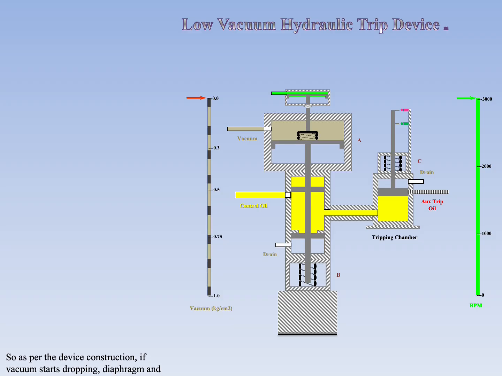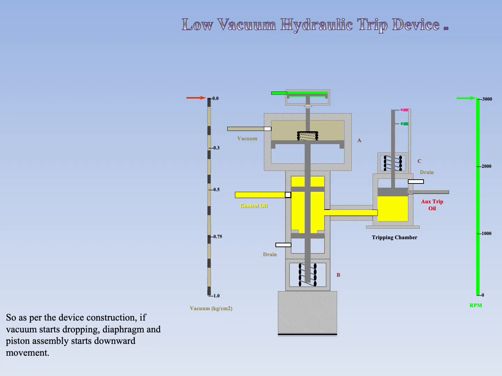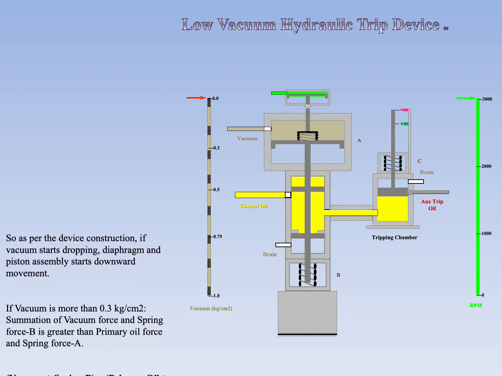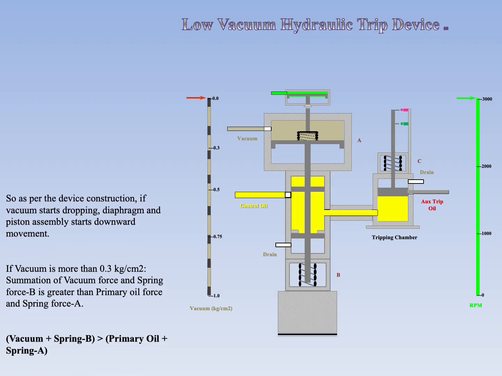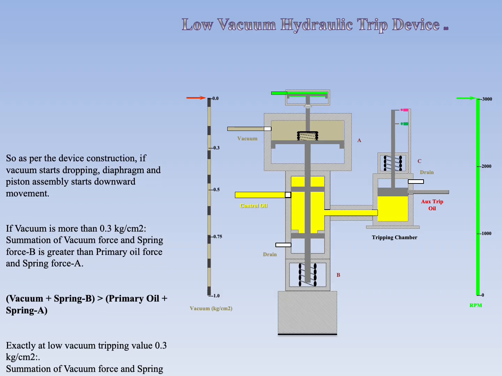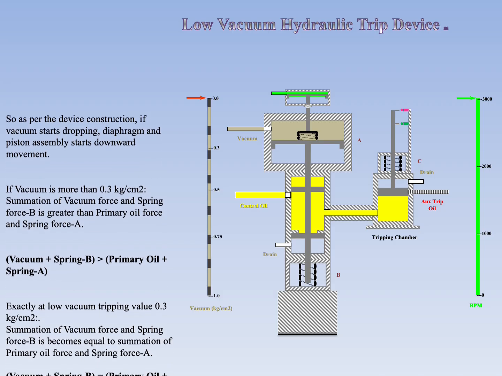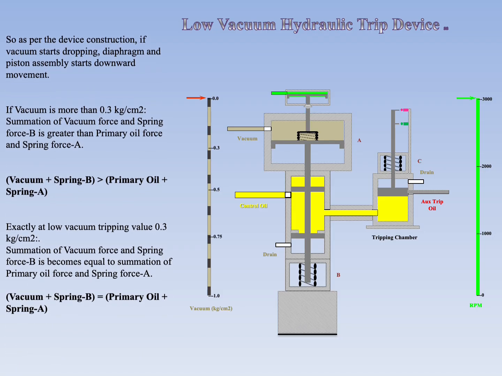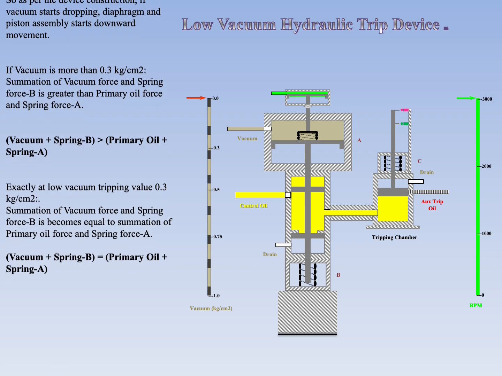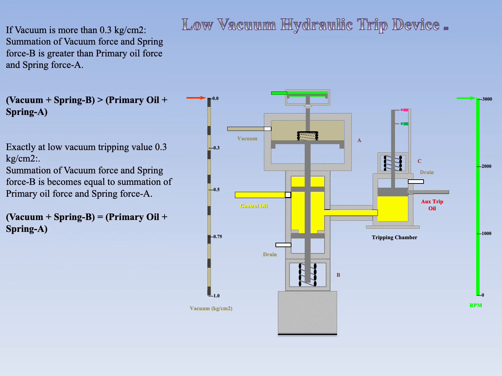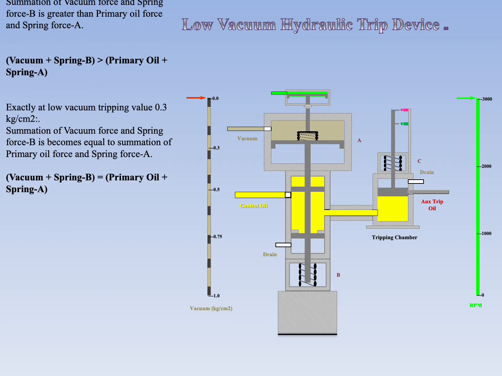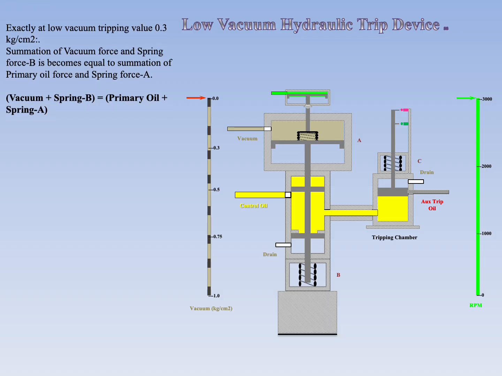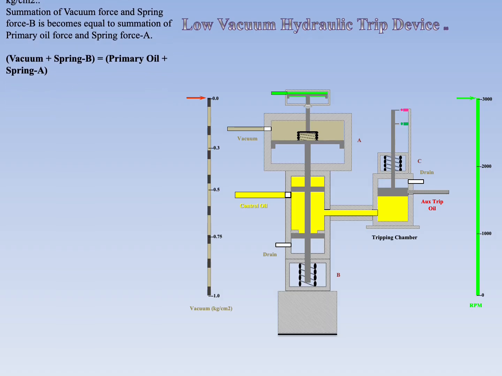As per the device construction, if vacuum starts dropping, the diaphragm and piston assembly starts downward movement. If vacuum is more than 0.3 kg/cm2, the summation of vacuum force and spring force B is greater than primary oil force and spring force A. Exactly at the low vacuum tripping value of 0.3 kg/cm2, the summation of vacuum force and spring force B becomes equal to the summation of primary oil force and spring force A.